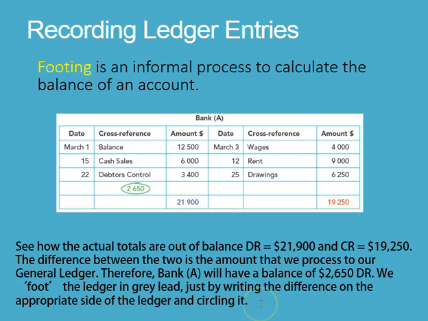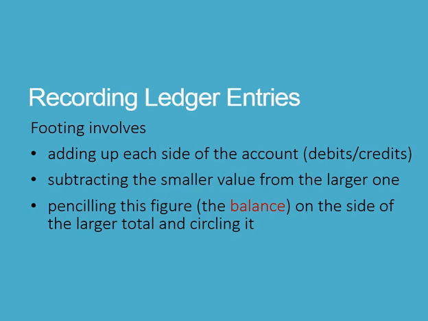We foot the ledger in grey lead, or just by writing the difference on the appropriate side of the ledger and circling it. Like I said, you can foot ledgers at any time during the month. It doesn't close anything off. It just gives us a bit of an idea of where we're at. So footing involves adding up each side of the account, the debits and the credits, subtracting the smaller value from the larger one, and then penciling the balance on the side of the larger total and circling it.